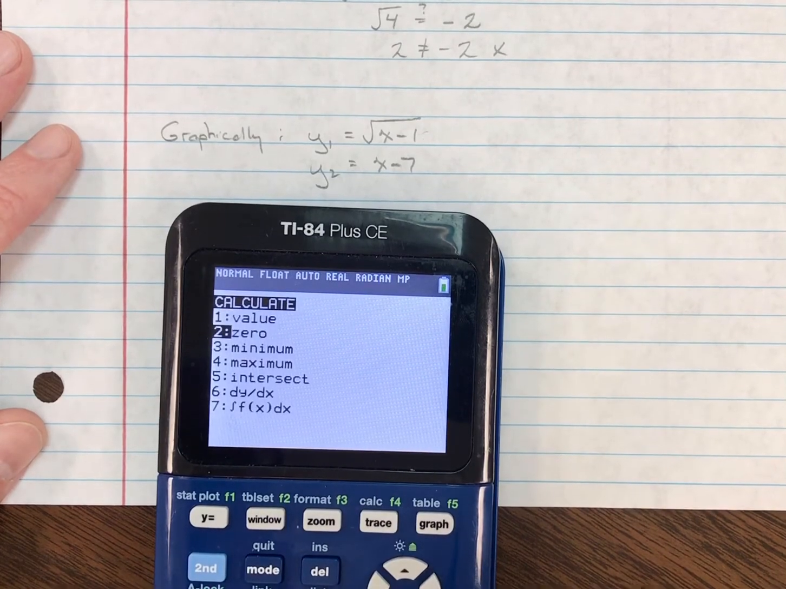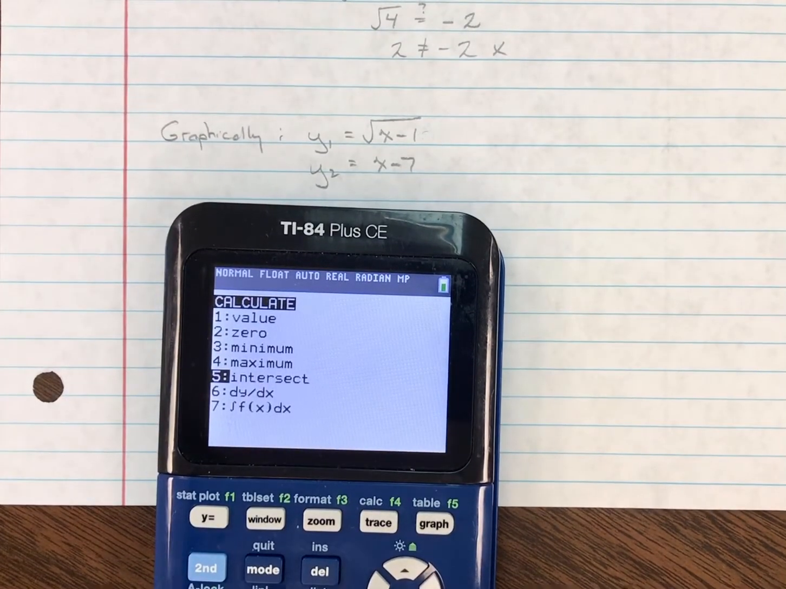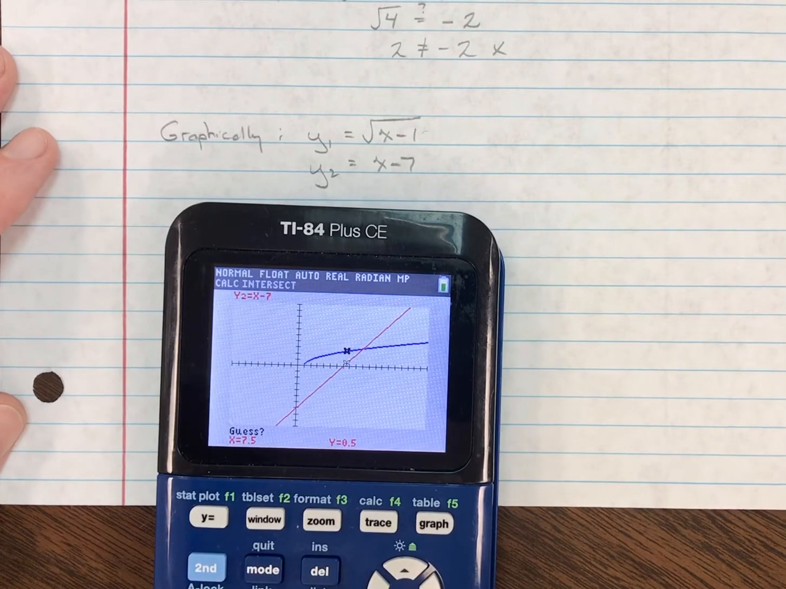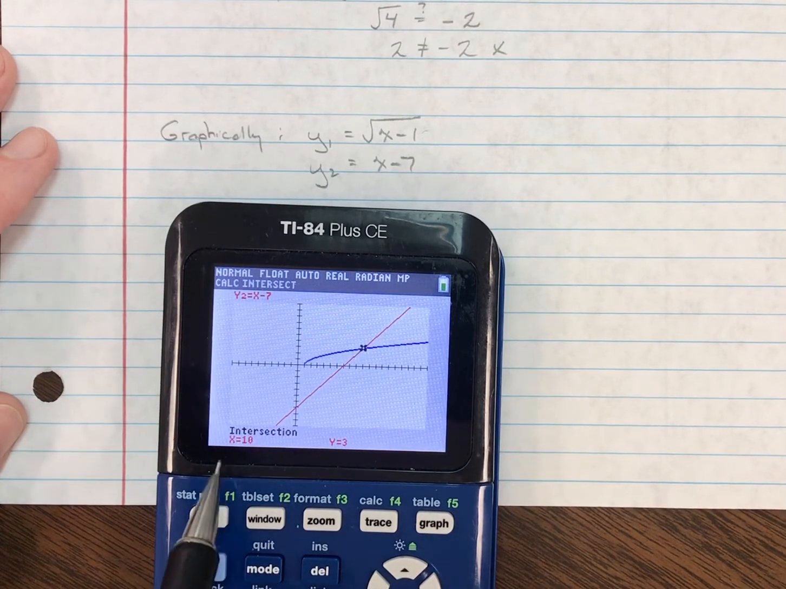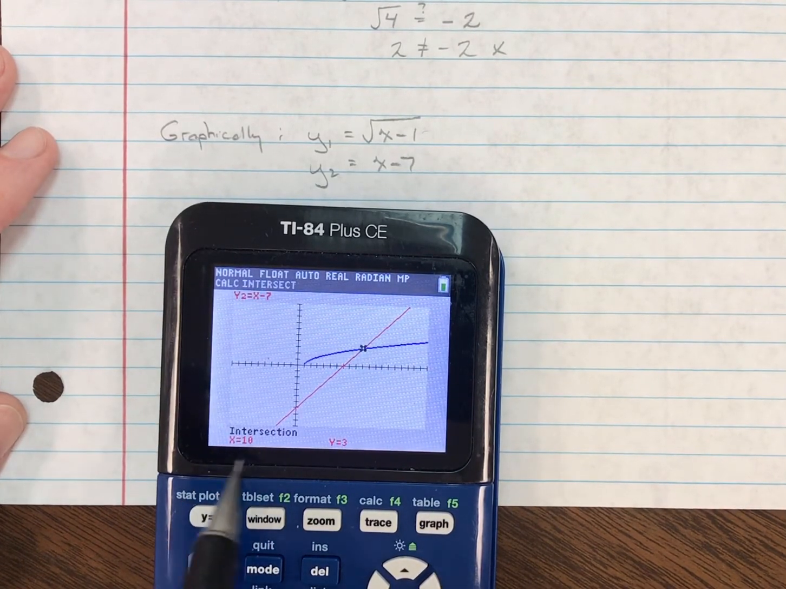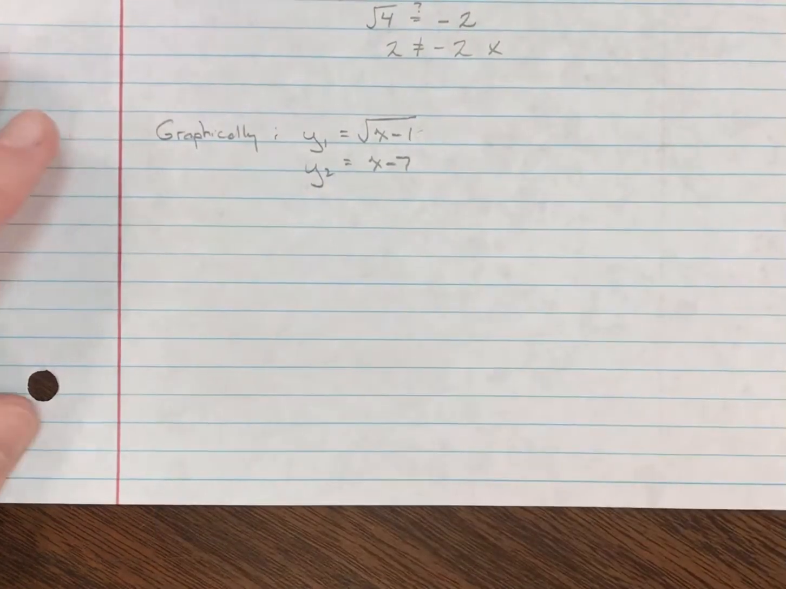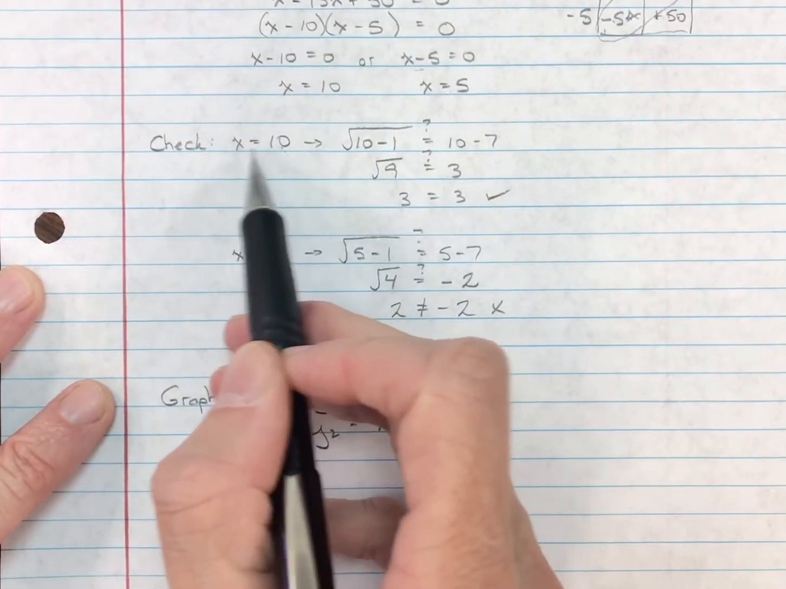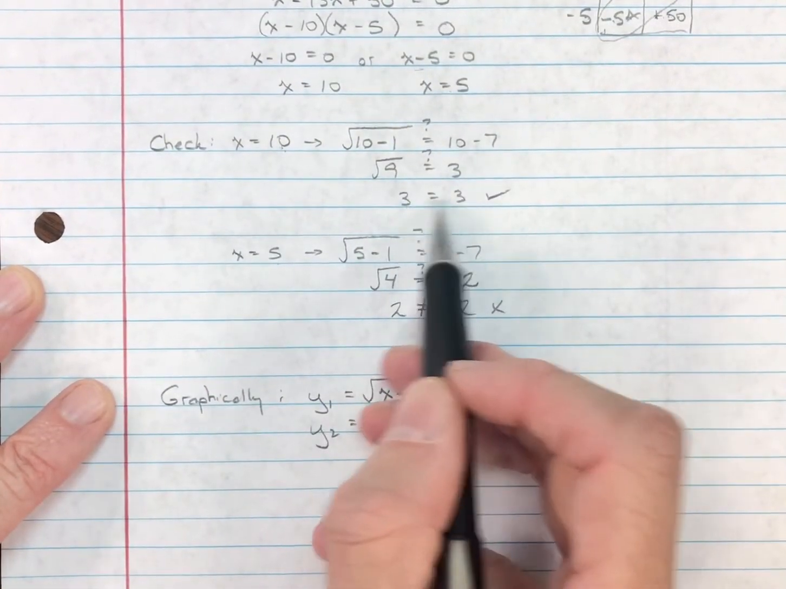Second calc, intersect. Is that the first curve? Yes. Second curve, yes. Would you like me to guess? Yes. They intersect at x equals 10 right here, and y equals 3. And that's what we came up with here, that 10 is a valid solution.